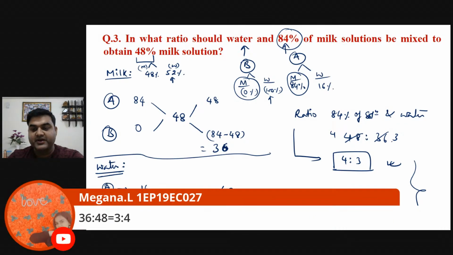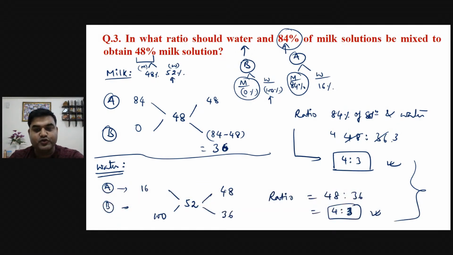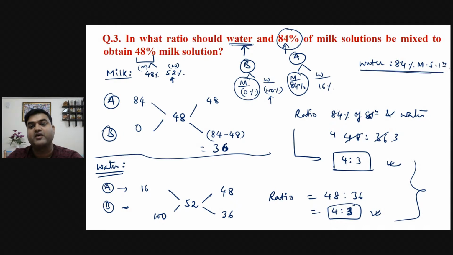Meghana has already got it, very good. Meghana has got the answer as 3 is to 4. Why? See, I have got 4 is to 3 and she has got 3 is to 4. Because Meghana is writing the ratio of water to the 84% milk solution. So she is telling 3 is to 4.